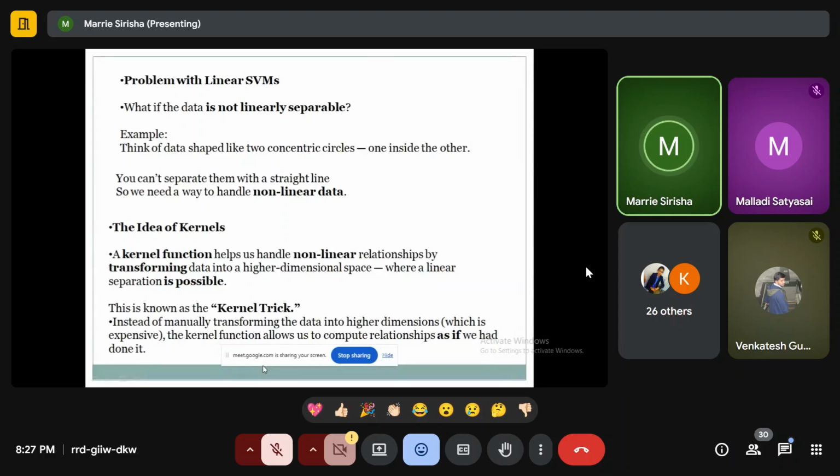Kernel function will compute this relationship. It will separate these data points, or it can be a circle, concentric circles, whatever the data which is given, non-linearity ni manaki easy ga compute chestundi. So that is the idea of kernel.